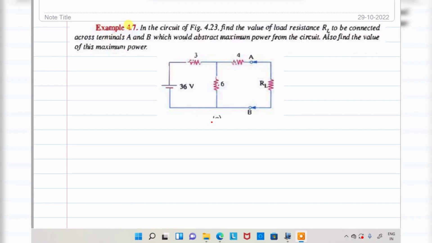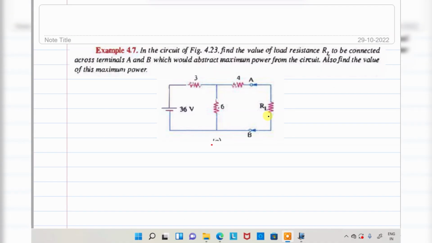Example 4.7. In the circuit shown in the figure, this is the circuit. Find the value of load resistance RL. This is the value you want, right? So this value you want to find out, right? So terminals A and B which extract the maximum power from the circuit. Also find the maximum power.